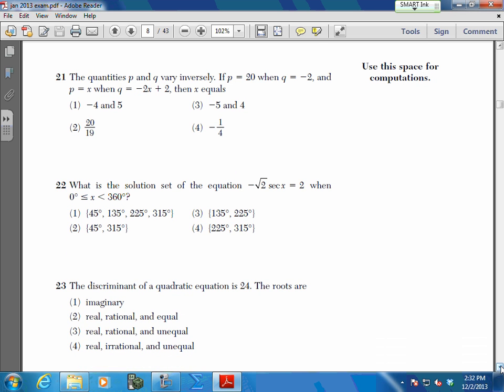Okay, for 21. 21 is it varies inversely. And as soon as you see varies inversely, you say product. The product of one set has to equal the product of the other. Now look, they use p's and q's. So p1 times q1 has to be the same product as the second set. And just plug them in.